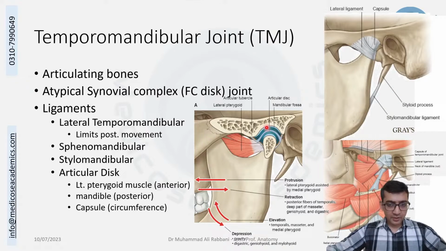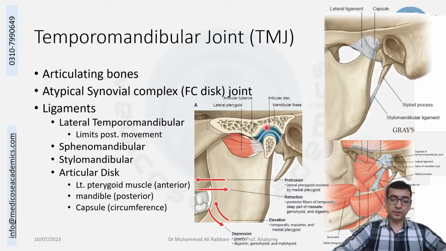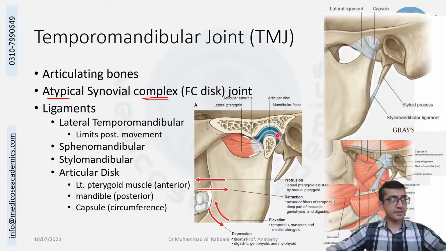It is an atypical joint and it is a synovial joint. And with synovial joint, you will read two additional words. You will read atypical and you will read complex joint. It is called complex joint because it has a disc in it. Any joint with a disc or a meniscus inside its cavity, it is called a complex joint.